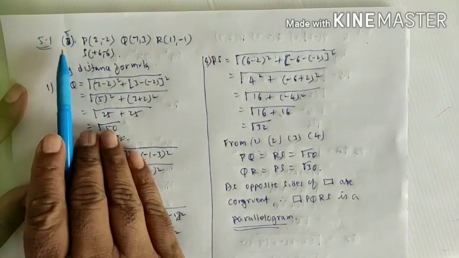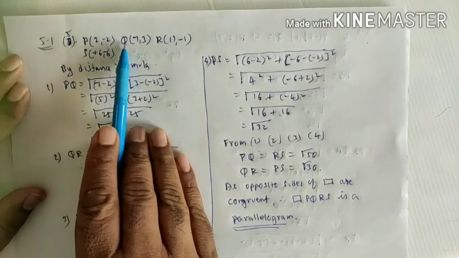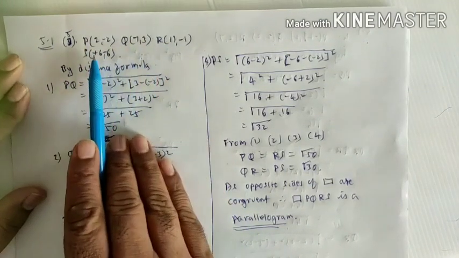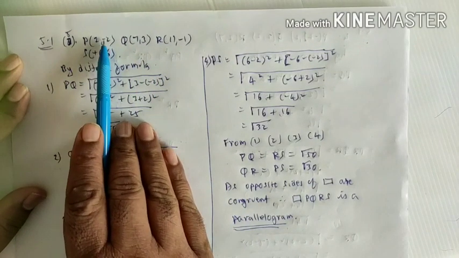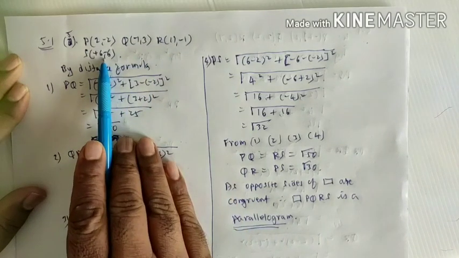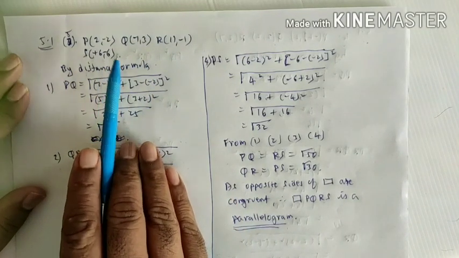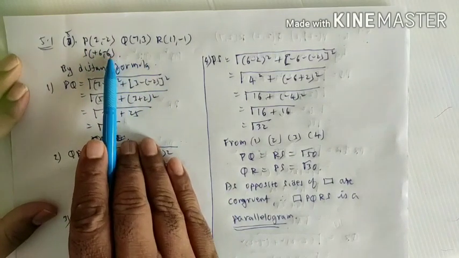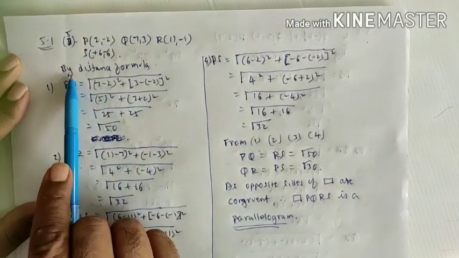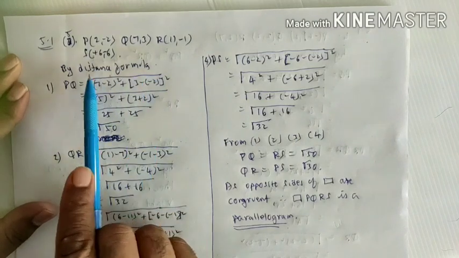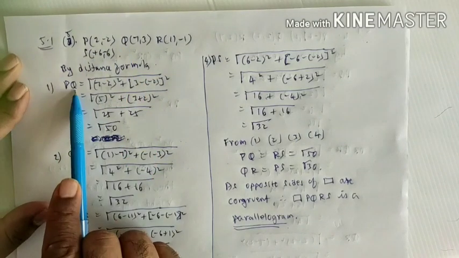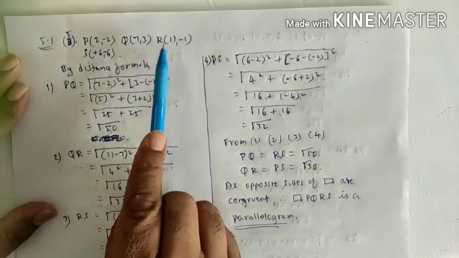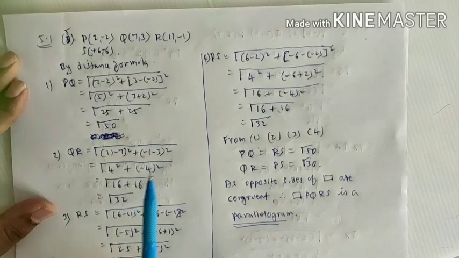Exercise 5.1, take fifth sum now. See, four points are given P, Q, R, S. We have to show that quadrilateral PQRS is a parallelogram. We have to show that PQRS are vertices of a parallelogram. Now here also by distance formula we shall find PQ, QR, RS, and PS.